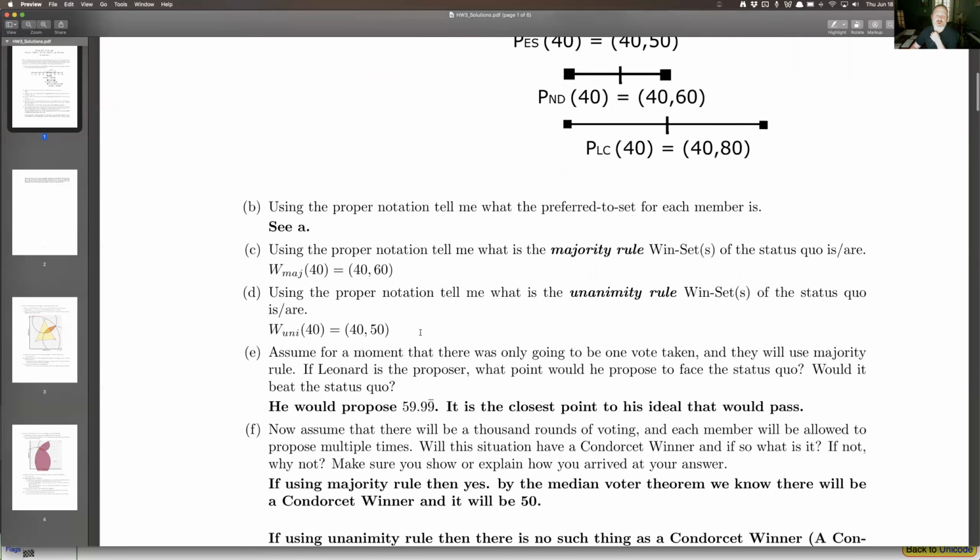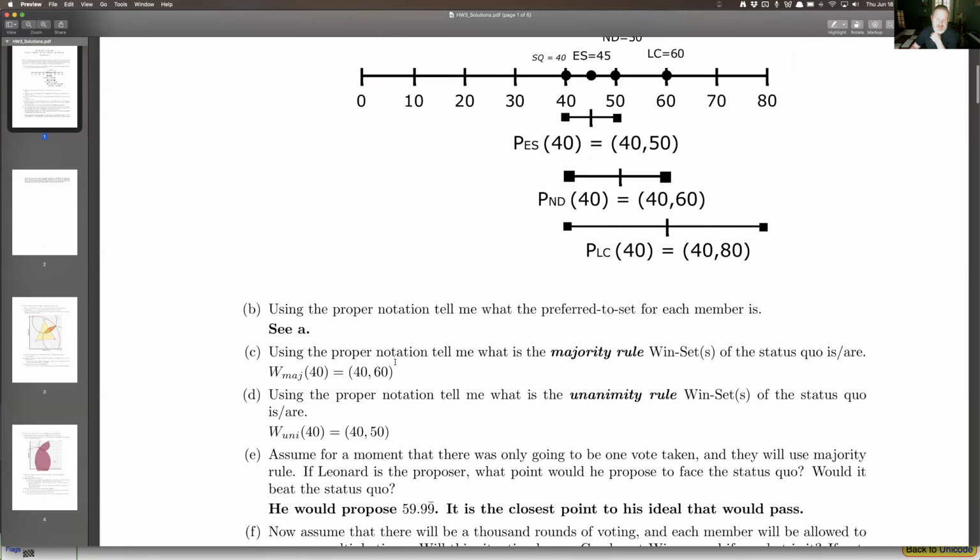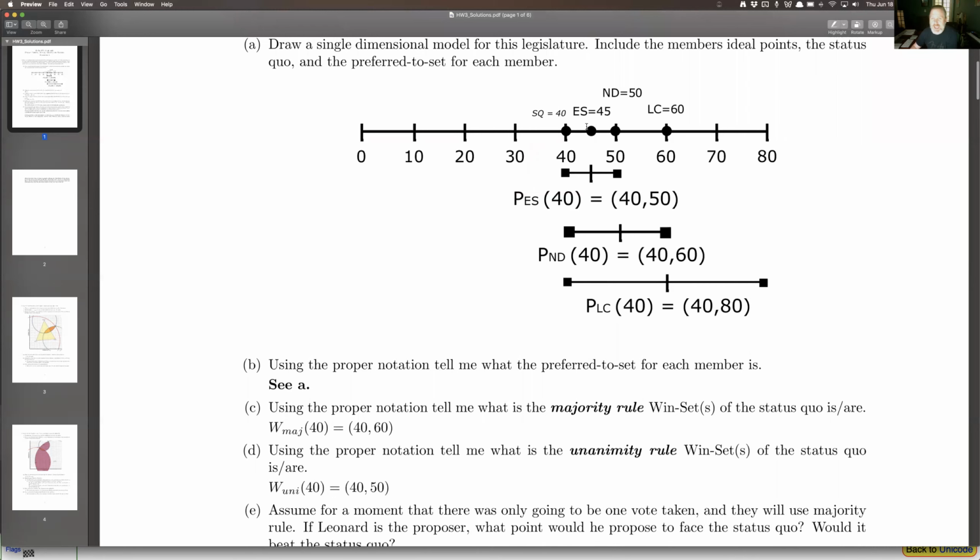So those are the majority rule and the unanimity rule win sets in a single dimensional model. And notice that in this case, there is a unanimity rule win set. In some of the examples we've done before, we didn't have a unanimity rule win set. And you can kind of see that right away. If everyone is on the same side of the status quo, like we have here, the status quo is at 40, and all 3 of the voters are on one side, in this case, the right-hand side, then there will be a unanimity rule win set. But if one of these voters was on the other side, we wouldn't have a unanimity rule win set, all right?